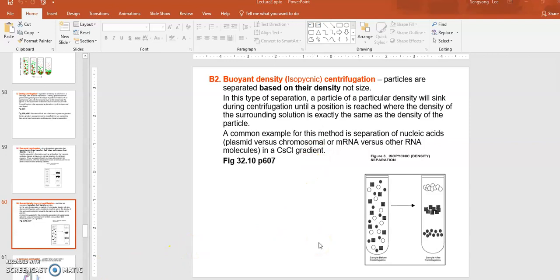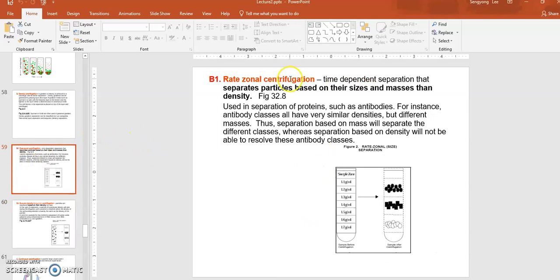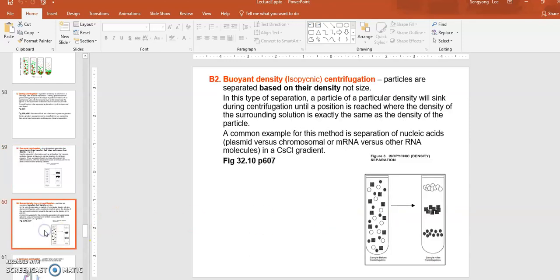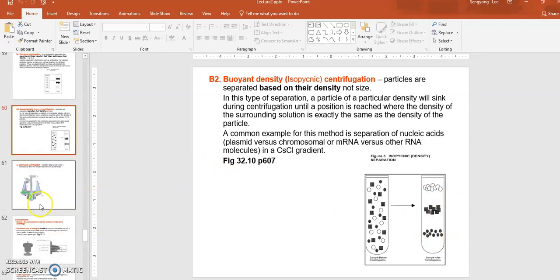So again, the difference is, in the previous one, rate zonal centrifugation, you start out with different zones in the beginning, and your molecules will end up at the zones that are the same as their density. But here, you don't have those different layers at the beginning, but the layers are formed at the end through the centrifugation. I guess that's the main difference between those two methods. Okay.